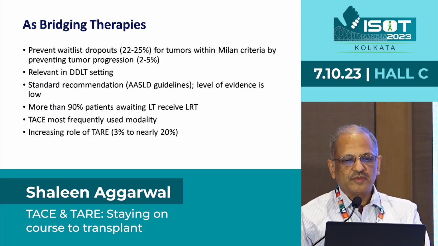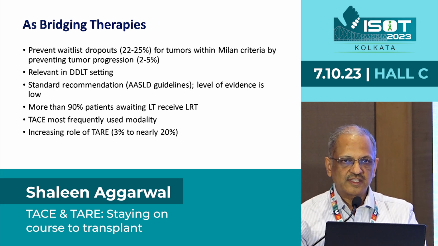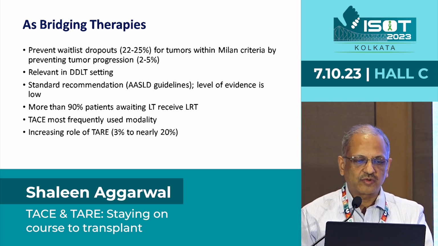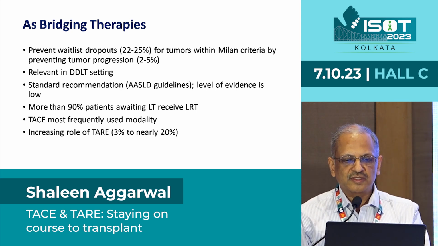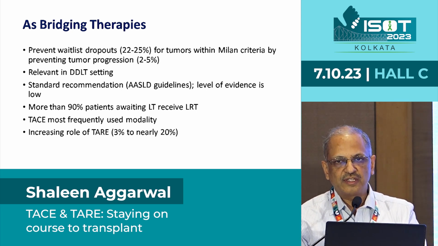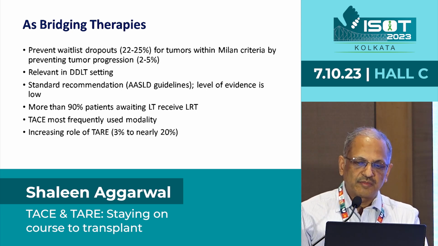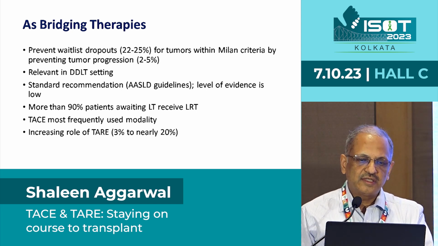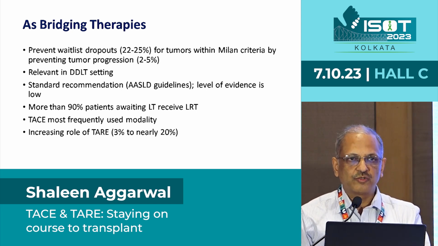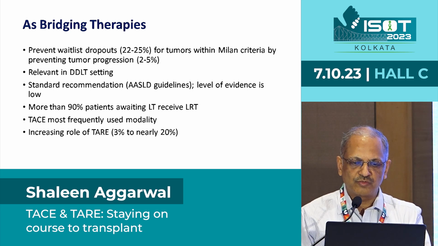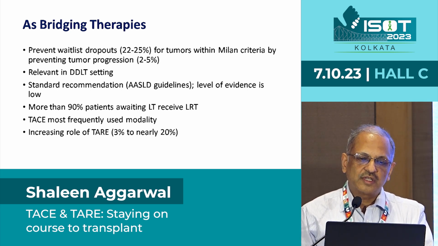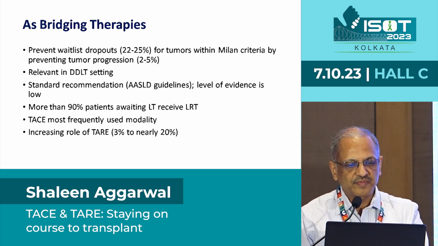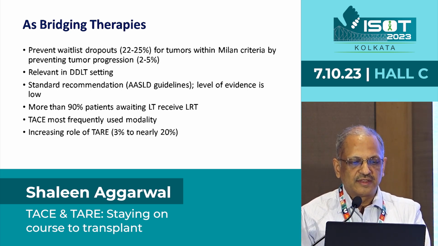So just a slide about the bridging therapies. Both these modalities have been widely used, especially in the West, as bridging therapies and with very good outcomes. Usually the drop rates at 6 months are around 20 to 25% without any pre-LT treatment for patients within Milan criteria. But by bridging these patients with either TACE, TARE, or RFA, usually TACE which has been used more often, you can reduce the dropout rates from 25% to nearly 5% at 6 months. So very useful in this setting.